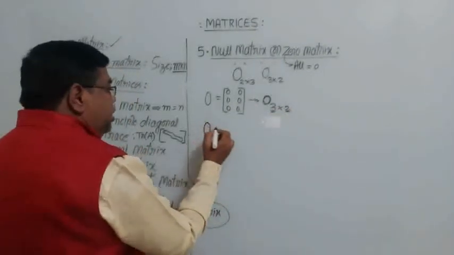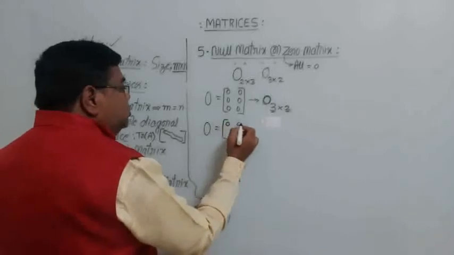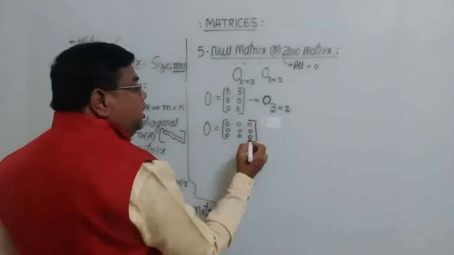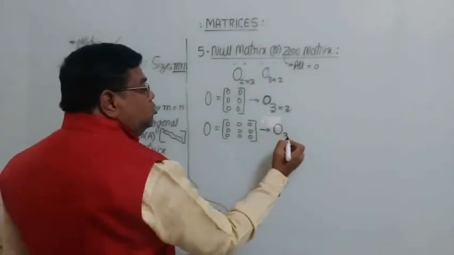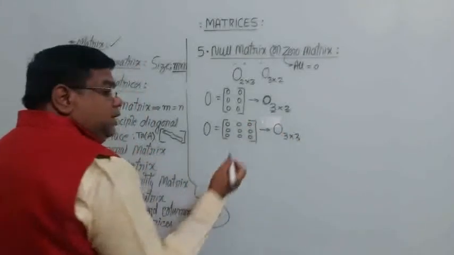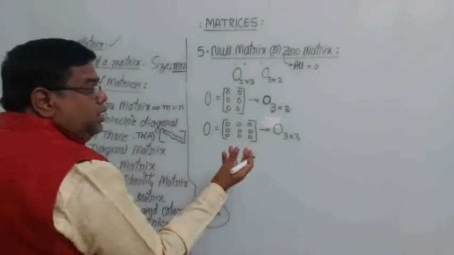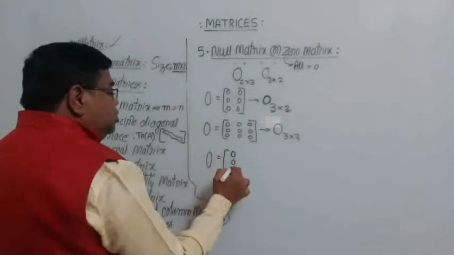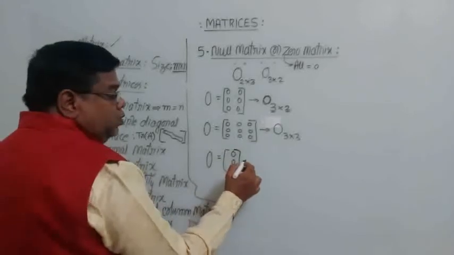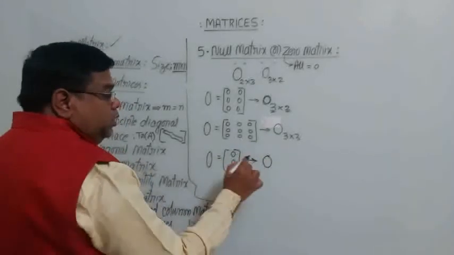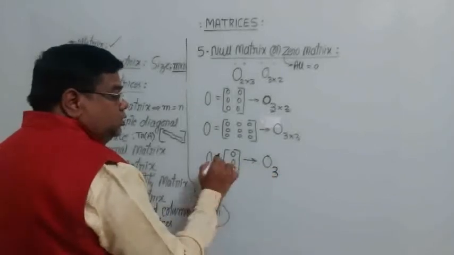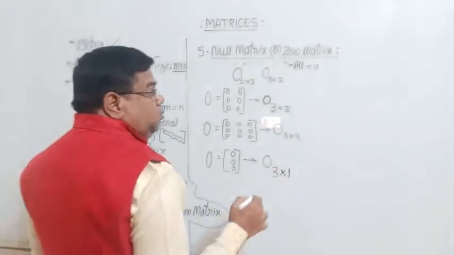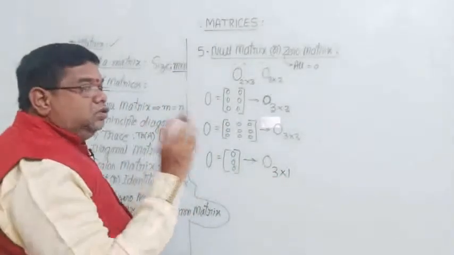Suppose another one: 0, 0, 0, 0, 0, 0, 0, 0, 0. It is a null matrix or zero matrix. What is its order now? It is 3 by 3, order 3, so it is a square matrix. Now suppose another matrix with 0, 0, 0 in a single column. What is the order here? How many rows are there? 3 rows, 1, 2, 3. How many columns? Only one column. So the order is 3 by 1.